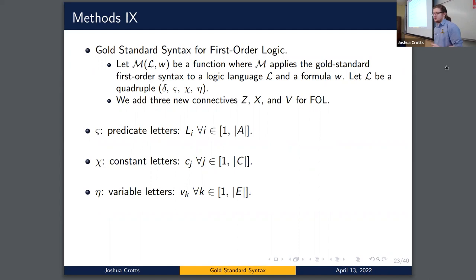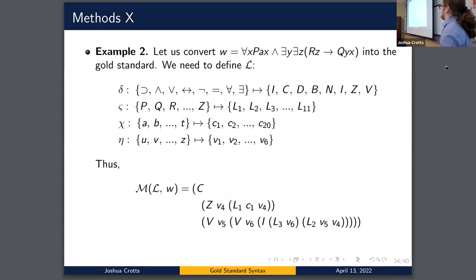The only difference here is that we need 3 new connectives. We have the 2 quantifiers and the identity operator. So we set those as Z, X, and V for the universal, existential, and identity operators respectively. And instead of atoms, we have 3 new functions, sigma, chi, and eta, where each one is either the predicate mapping function, the constant mapping function, or the variable mapping function. So again, we'll just show this as an example. That's the best way to do it.